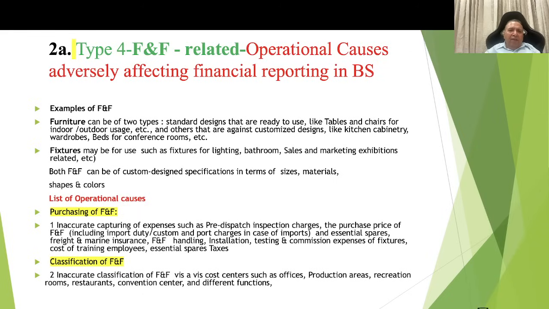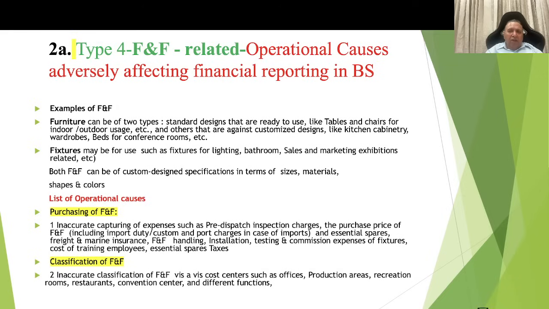The examples of F&F are, for the first one, F is furniture, which can be of two types, which are standard design that can be ready to use, like tables and chairs for indoor outdoor usage, etc., and others that are customized design. Second type, like kitchen cabinetry or wardrobes or beds or furniture for the conference room, etc. Fixtures may be used as fixtures for the lighting, bathroom, sales and marketing exhibitions related, etc. Both furniture and fixtures can be custom design specification in terms of size, materials, shapes and colors.